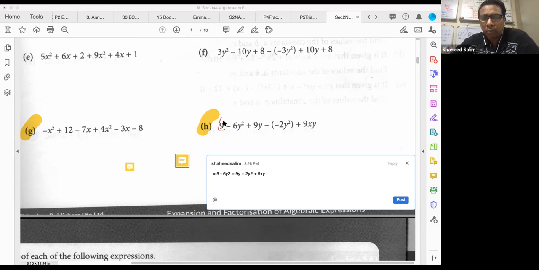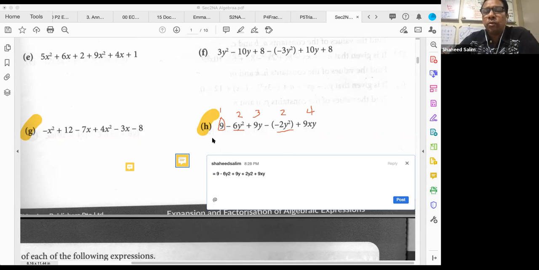This is item 1, no y, no xy. This one is item number 2 with y square. This one is also item number 2, y square. Y is also different, item number 3. XY, number 4. So your final answer must have 4 terms. They just want you to arrange it neatly.